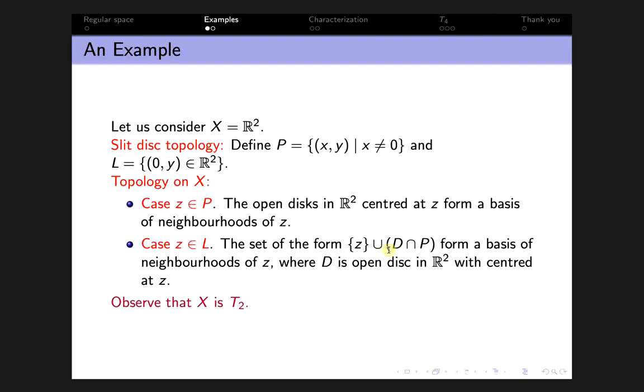So these are open neighborhoods at the point Z. Basically, if you draw a picture, you consider an open disk around Z, and remove all the points 0 comma y, where y is not equal to Z. So you are deleting all the points from D whose coordinates are 0 comma y, where y is not equal to Z. Okay, so these are the open neighborhoods of Z.